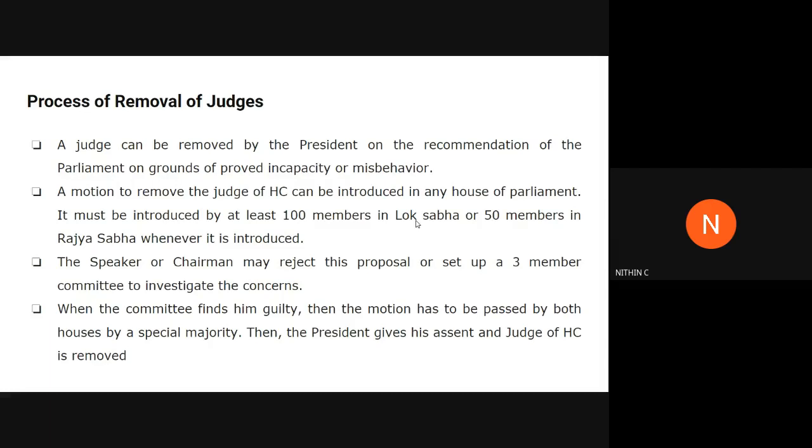നമ്മൾ അപ്പോയിന്റ്മെന്റ് കേസും പറഞ്ഞു, how he has been removed പറഞ്ഞു. Removal അല്ലാതെ resignation can be done by simply writing to the president.